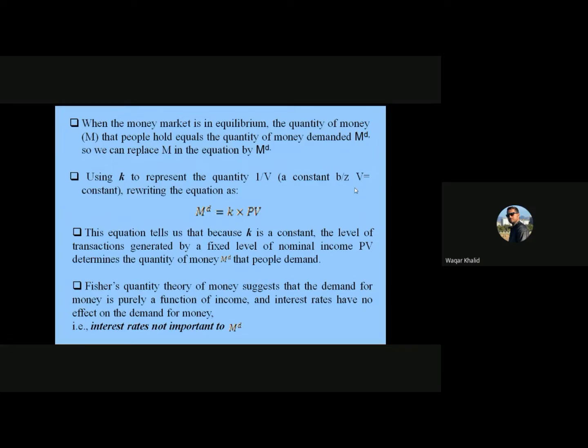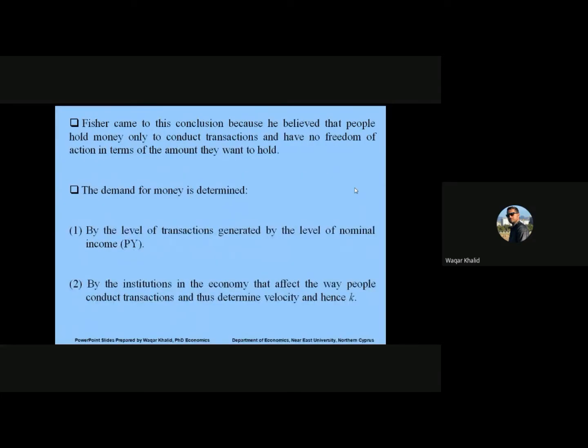So we can conclude that Fisher's quantity theory of money suggests that the demand for money is purely a function of income. It means that the interest rate doesn't play any role in determining the demand for money. Fisher came to this conclusion because he believed that people hold money only to conduct transactions and have no freedom of action in terms of the amount they want to hold. It means that they use money only for transaction purposes. The people don't save money for precautionary purposes or some other purposes.